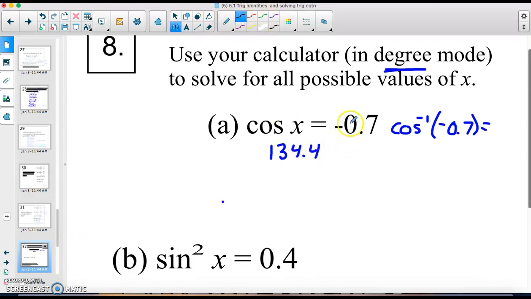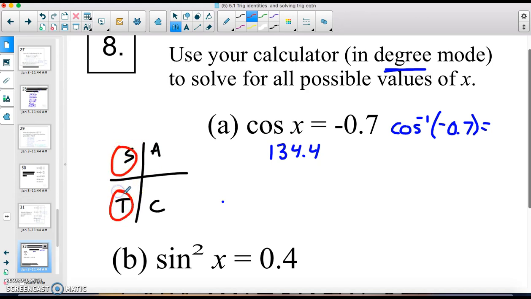So something to note on this is that cosine equals negative values in 2 different quadrants. So with our All Students Take Calculus, cosine is going to be negative in this quadrant and in this quadrant. So what I just found was 134. So 134 exists like around here. But we also need to account for it here. So that means we need to have an angle here, which would make this negative 134. So for our value for our degree, we're going to need plus or minus 134.4 degrees. If we wanted to account for all possible values of x, those are just 2 of them.